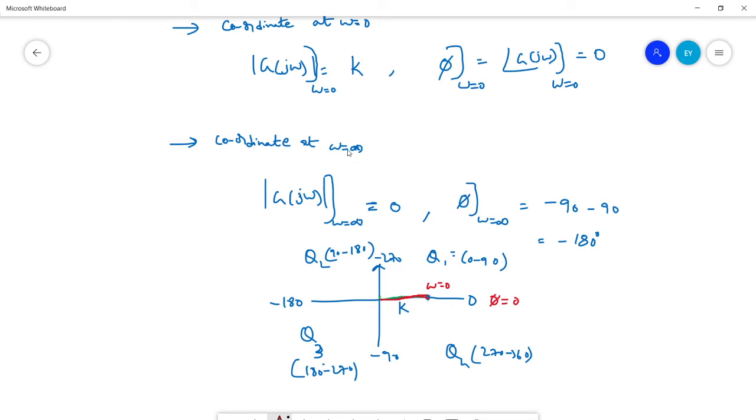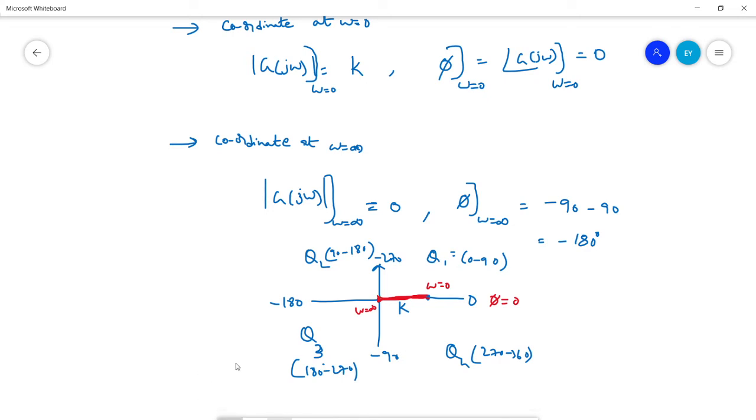When you increase omega to infinity, you are going towards increasing frequency. At omega equal to infinity, the magnitude goes to 0. 0 is nothing but this point at omega equal to infinity. At this point, what is the phase? Phase is minus 180, right? So this is the plot. It is that simple. This is minus 180 and this is 0. That's how we can represent the initial step of the polar plot.